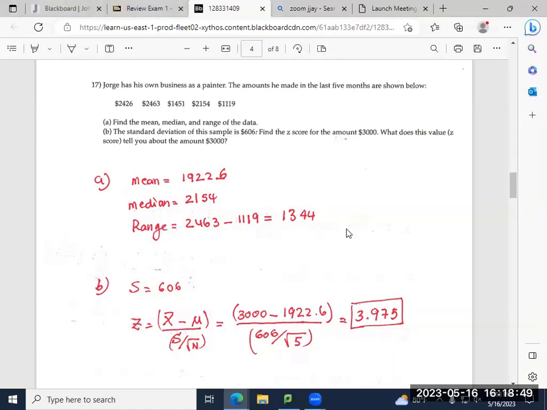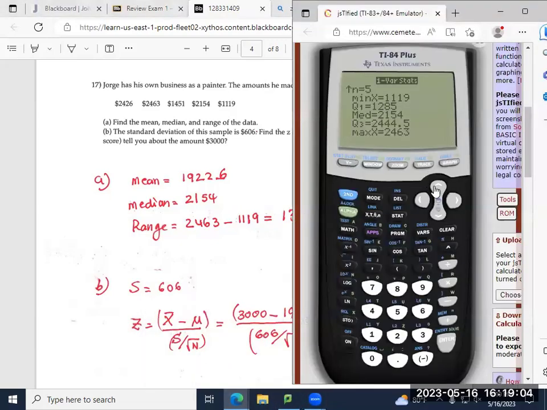We good? It's so simple. Now they're asking about the standard deviation. Well, the sample standard deviation, they told you 606, but anyway, we got it on the calculator. So you see it on the top here. That's SX, 605.6, which is 606. All right.